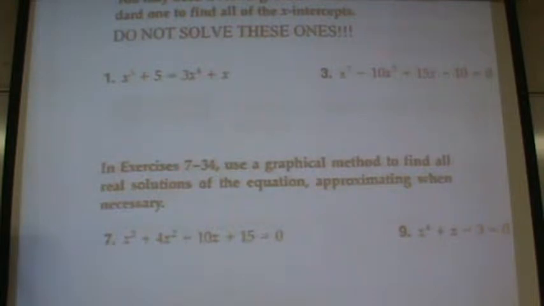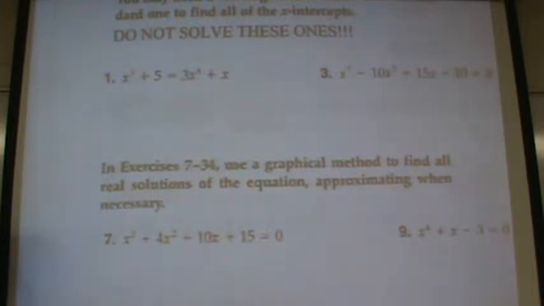Now, can they turn out to be integers? Absolutely. But these ones are going to be mostly those decimals that go on and don't end. They're irrational numbers for the most part. Okay, are we good?